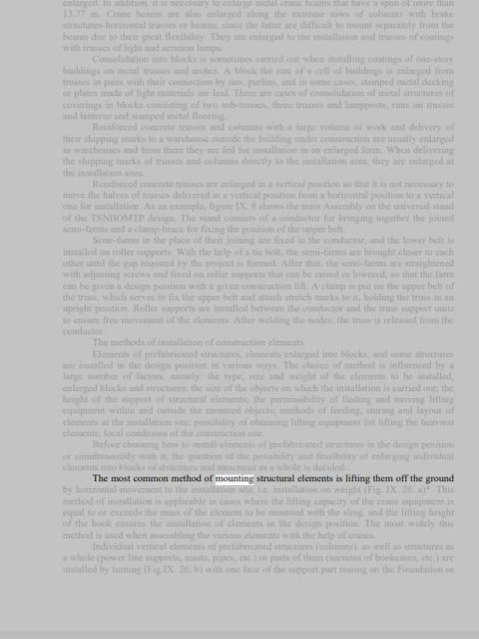The most common method of mounting structural elements is lifting them off the ground by horizontal movement to the installation site, i.e. installation on weight, Fig. 9.26a. This method of installation is applicable in cases where the lifting capacity of the crane equipment is equal to or exceeds the mass of the element to be mounted with the sling, and the lifting height of the hook ensures the installation of elements in the design position. This method is most widely used when assembling various elements with the help of cranes.